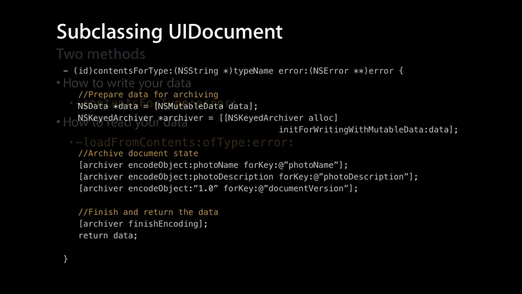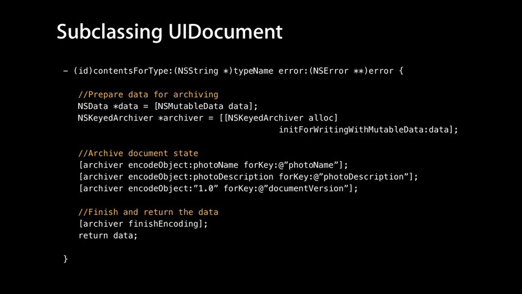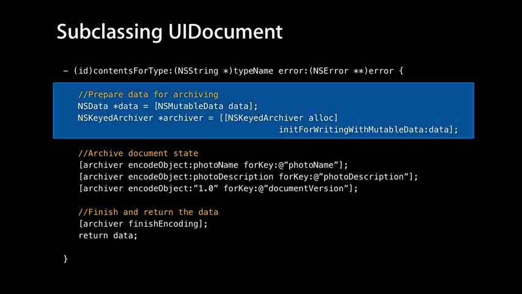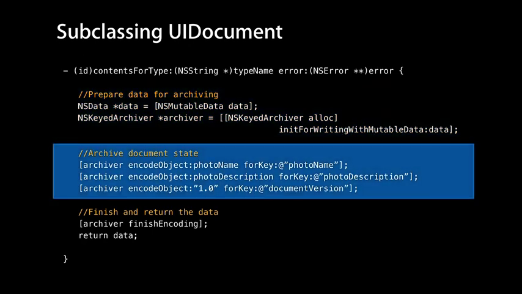That's it. So let's take a look at an example implementation of contentsForType. First of all, we simply want to prepare our data for archiving. So we create immutable data and also a keyed archiver. Next, we simply want to archive the state that we care about. In this case, we're encoding a photo name as well as a photo description. And perhaps most importantly, we're also archiving away a document version.